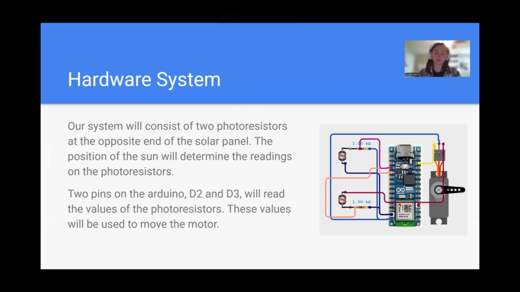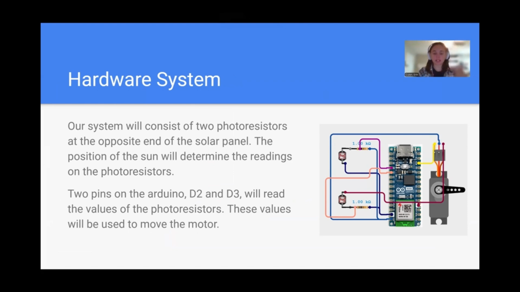Our hardware system will primarily consist of a small DC servo motor that will attach to the solar panel. This will cause the solar panel to spin along one of its axes. There will also be two small photoresistors attached to either side of the solar panel.